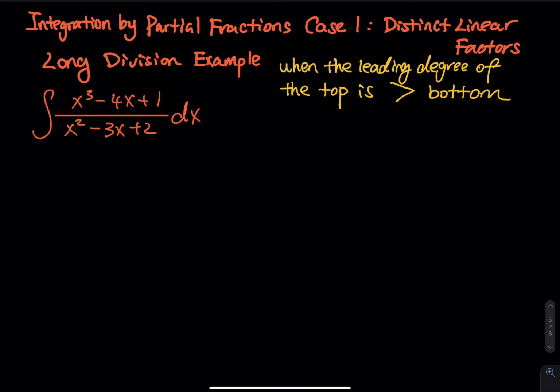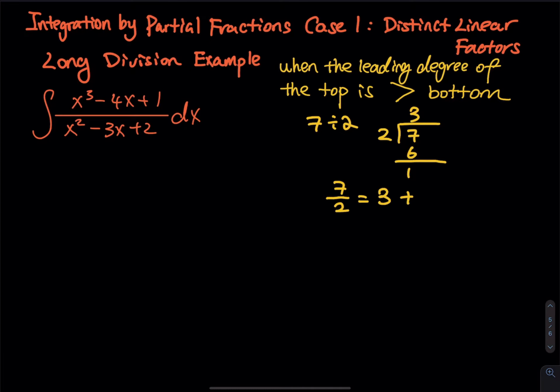So long division. So what is long division? Let me review this for you. Let's say I ask you to perform 7 divided by 2. How do you perform this? So 7 divided by 2, right? You put a 3. 2 times 3 is equal to 6. 7 minus 6 is equal to 1. So 7 divided by 2 is equal to the quotient plus the remainder divided by the denominator.